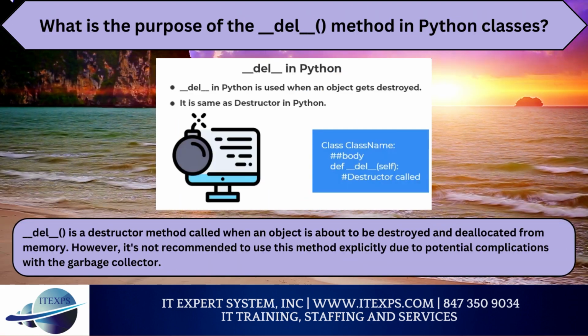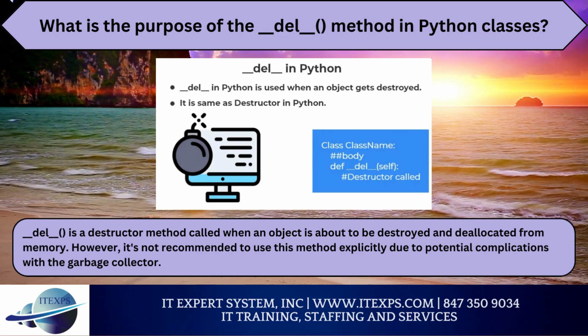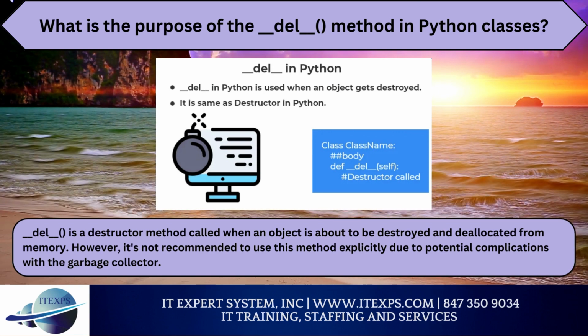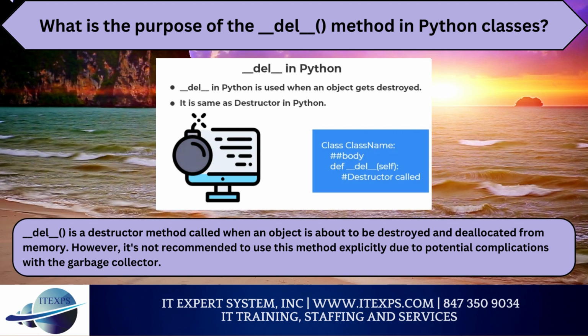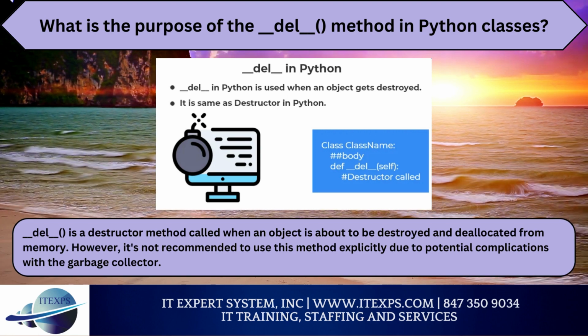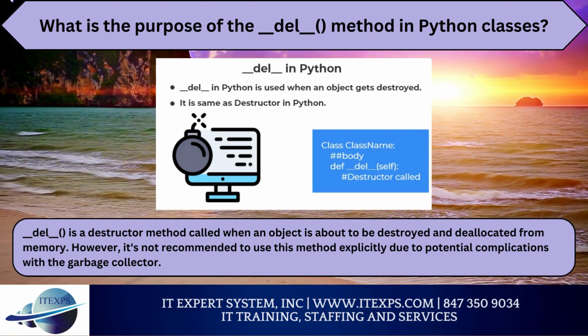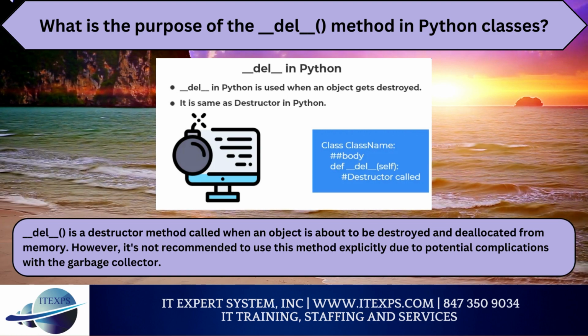What is the purpose of the __del__ method in Python classes? __del__ is a destructor method called when an object is about to be destroyed and deallocated from memory. However, it is not recommended to use this method explicitly due to potential complications with the garbage collector.